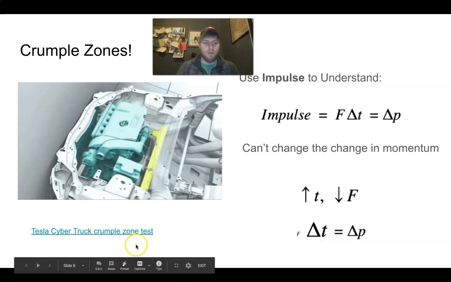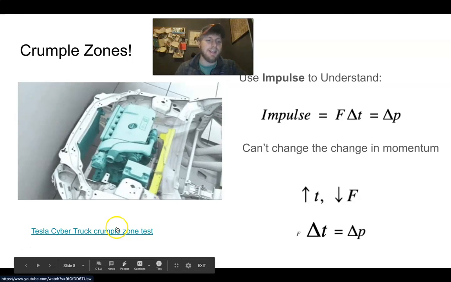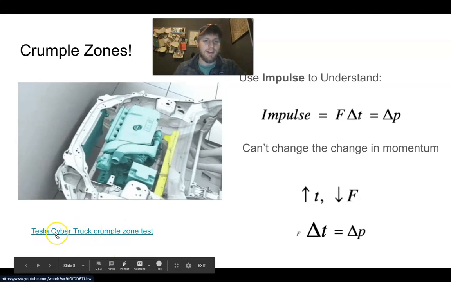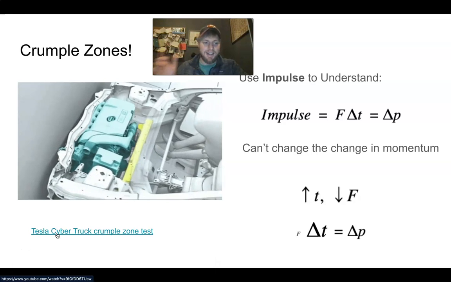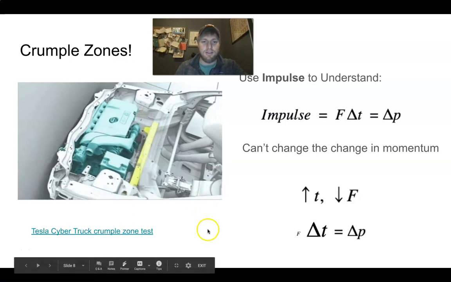Also, I won't show it here, but I've linked to something like a 10-minute video all about a person doing a home experiment on the Tesla Cybertruck design. It's definitely worth checking out, definitely worth your time.